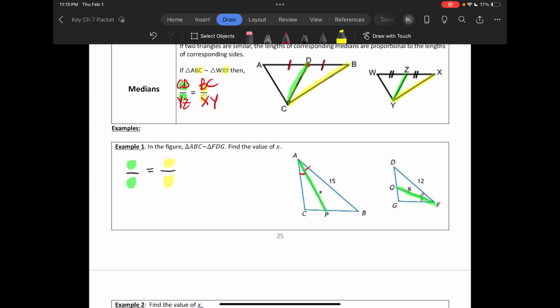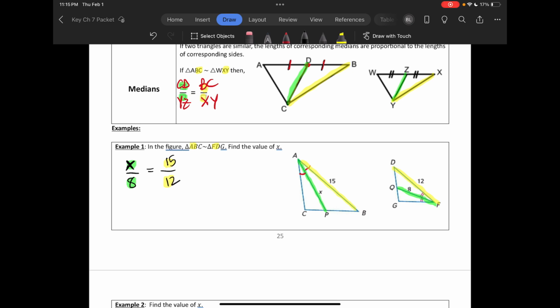So we have to pick our set of corresponding sides. I'm going to have to pick the one that has 15, AB. So AB corresponds to the first two letters in the second triangle, which is FD. So I can now set up my proportion. My green over green is going to be AP, which is X, over 8. And then yellow over yellow would be 15 over 12.